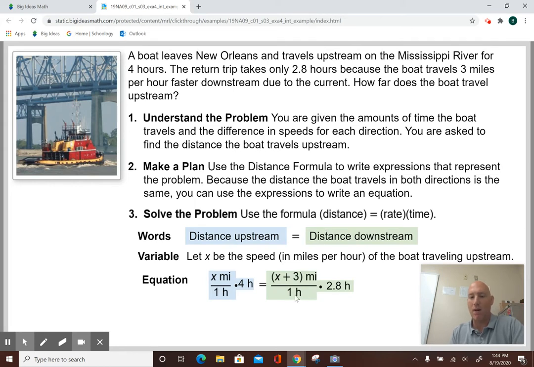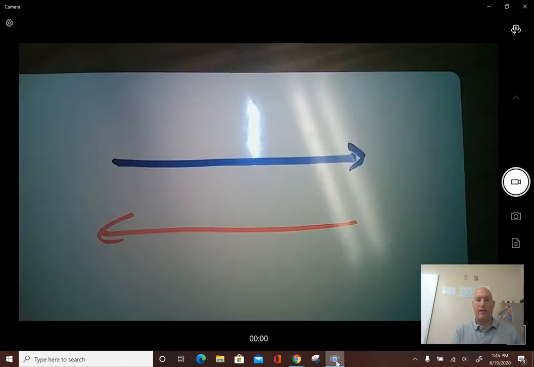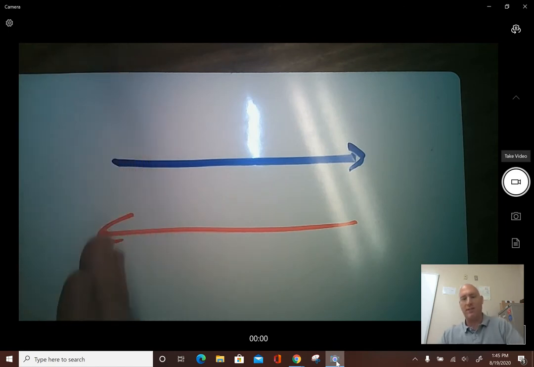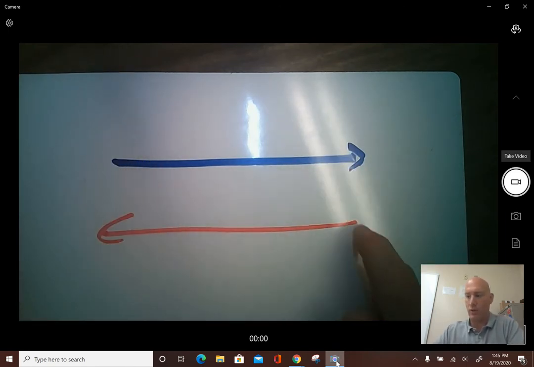Now, this might not all make a whole lot of sense. But right here, remember, downstream, we were going 3 miles an hour faster, okay? And we traveled for less time. And it makes sense. We went the same distance. So if I went faster, it should have taken me less time, okay? So now I'm going to show that on the hovercam. These should be the same exact distances, okay? We went upstream, then we turned and came downstream, right?